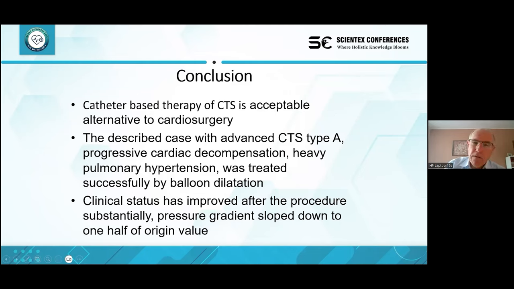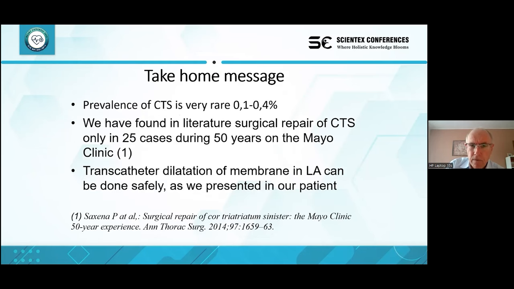What is the conclusion of this procedure? Catheter-based therapy of cor triatriatum sinister is an acceptable alternative to cardiosurgery. The described case with advanced CTS type A, progressive cardiac decompensation, and heavy pulmonary hypertension was treated successfully by balloon dilatation. The clinical status improved substantially after the procedure. The pressure gradient sloped down to half of the original value.